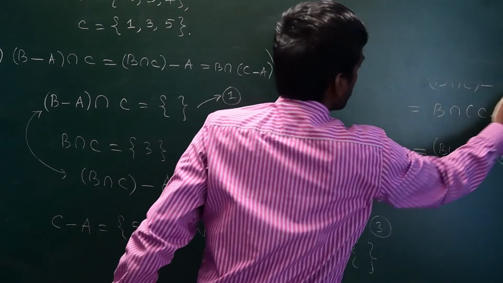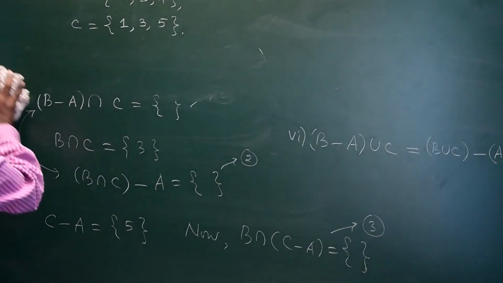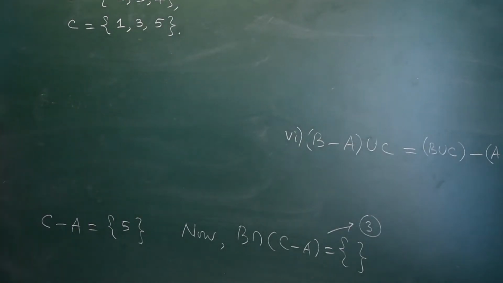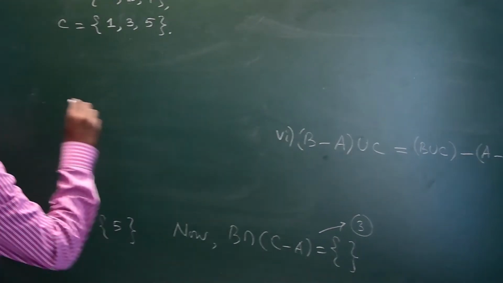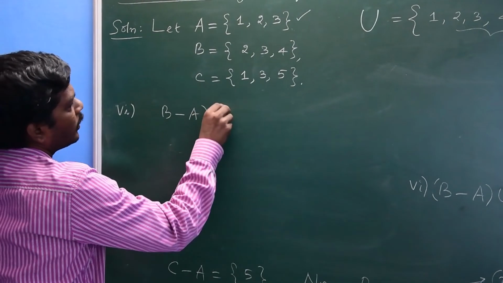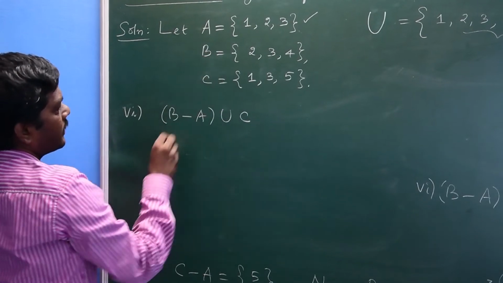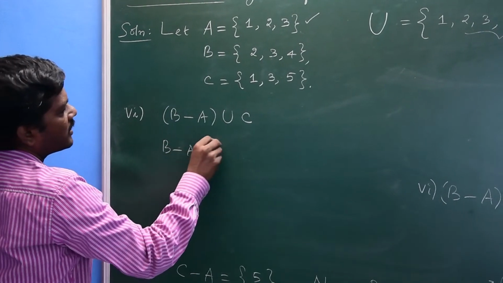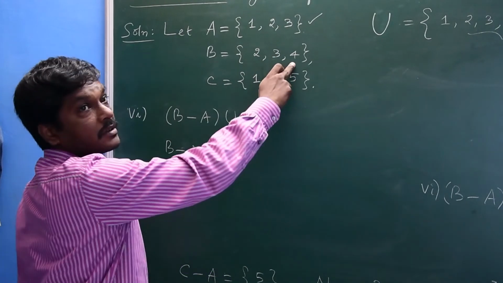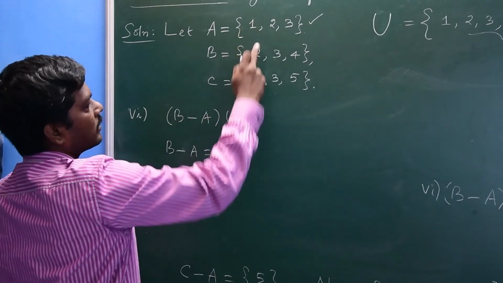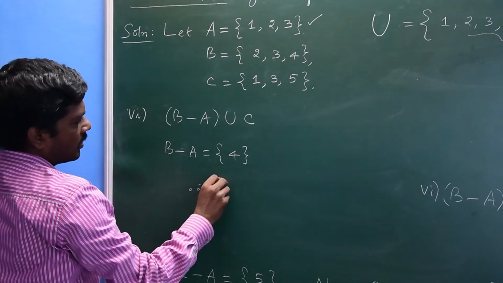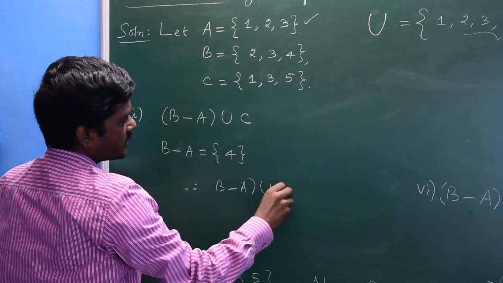Now we are going to verify the result 6. Sixth result, the final result. What is that? The final result is B minus A union C. So for the sixth result, let us find out B minus A union C. Now what is B minus A? B minus A is elements which are in B but not in A. It should be in B, not in A, is 4. Right? Elements which are in B but not in A. So this is 4. Therefore B minus A union C.